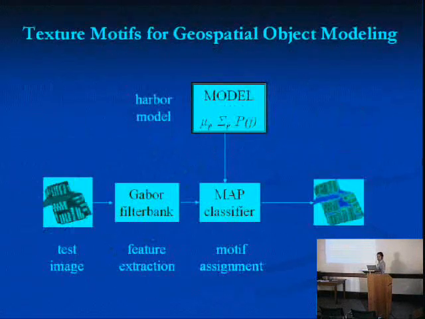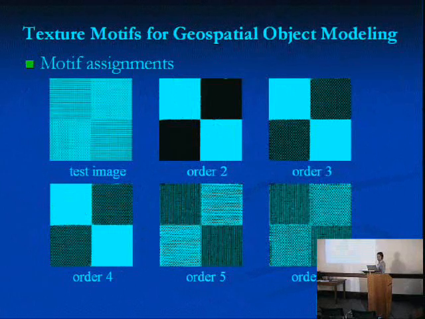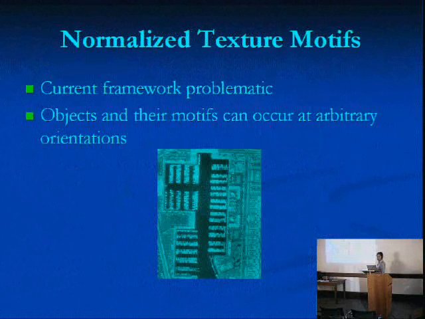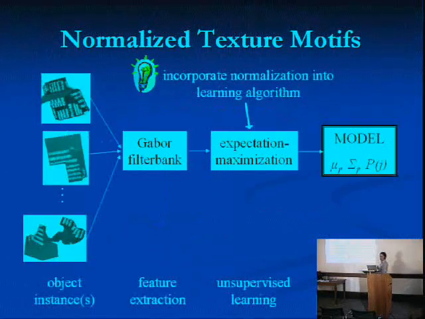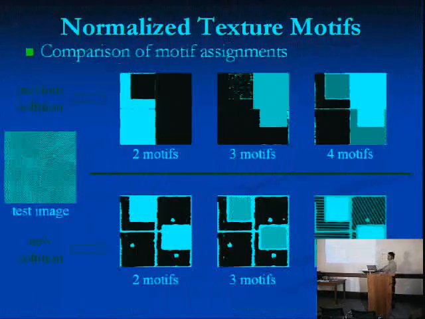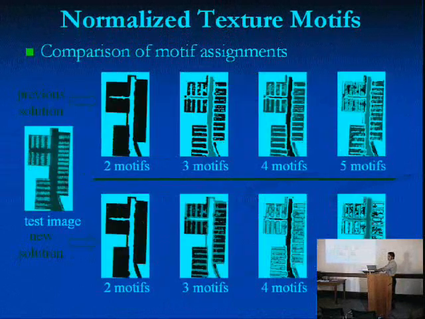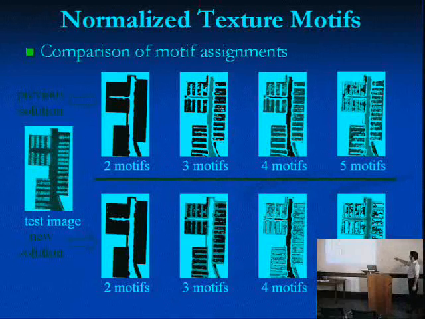This part of my work tries to learn statistically what these clusters are, what these motifs are, and then use that to label unknown regions, given a set of images, to try to identify where a harbor is based upon whether it has these particular motifs that show up.